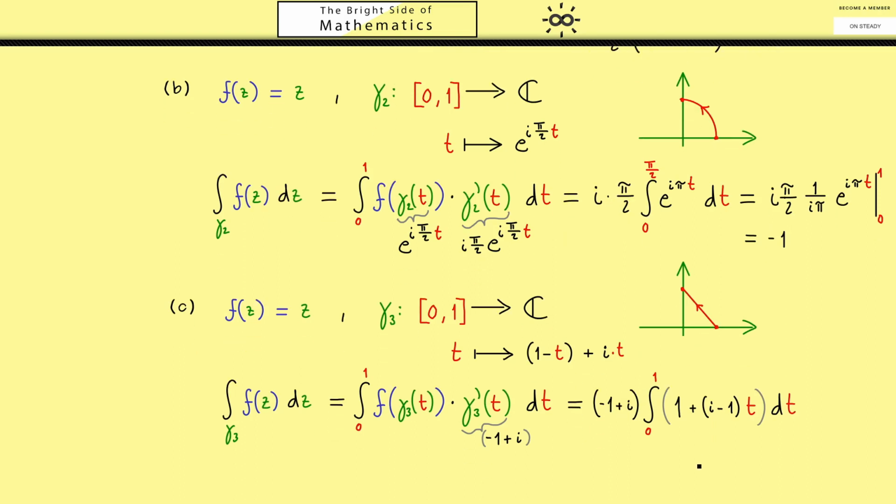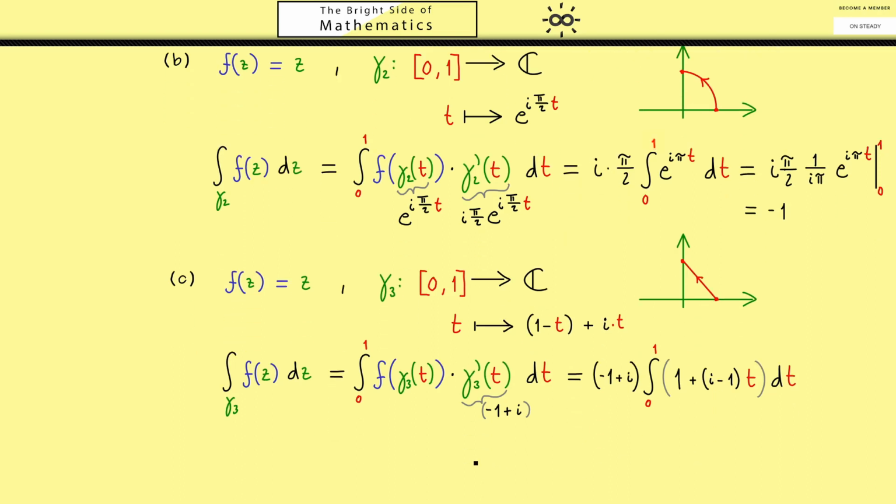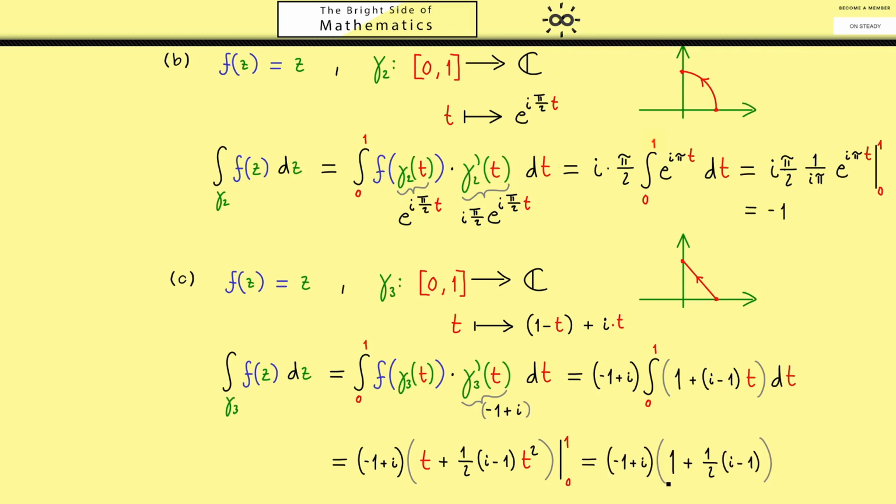This is not hard at all, so maybe let's do this very quickly. It's simply t plus 1/2 (i minus 1) t squared evaluated at 0 and 1. Therefore, only 1 gives a contribution. And so the only thing that remains now is to multiply these complex numbers and then to simplify the result. And now I want to skip the calculation and just tell you the result will be -1. And indeed, you should see, this is the same as we had before.